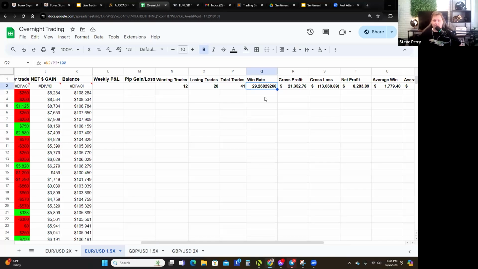So 29% is okay so long as all the other things come together. If you look at this, the gross profit from all the winning trades was over $21,000. The gross loss from all the losing trades was about $13,000, for a net of $8,283 in basically a month. That's a six-figure income from a 100K account. Very, very cool.